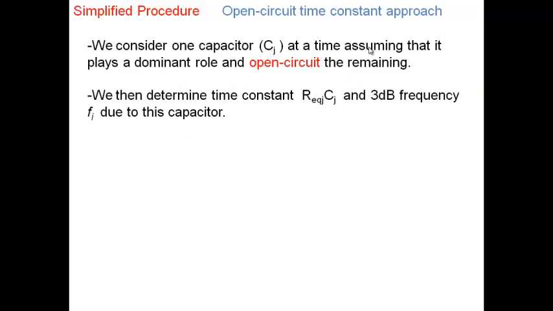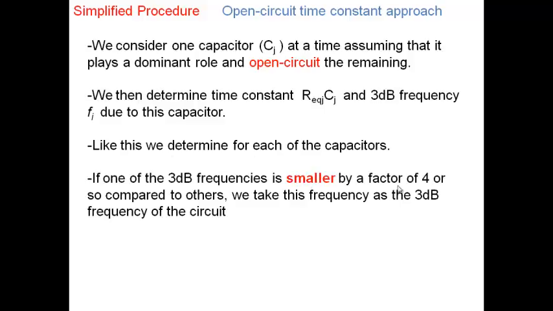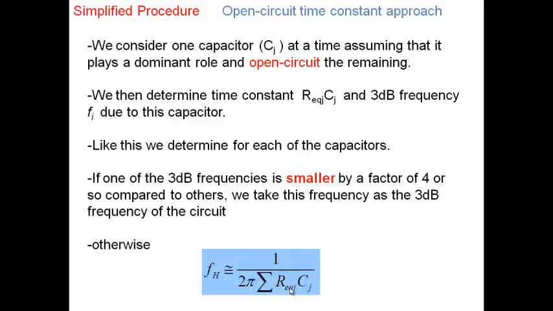Again, we consider one capacitor at a time, assuming that it plays a dominant role, and we open circuit the remaining. We calculate the 3 dB frequency due to each capacitor, and if one of the 3 dB frequencies is smaller by a factor of 4 or so compared to the others, we take this as the 3 dB frequency of the circuit. If not, we simply add up the time constants due to all the capacitors, and we take that as the upper cutoff frequency. So these are simplified procedures. There is a logic behind it. I'll try and pass a reference which talks more about why this can be a reasonable approximation. I'm not going into the details here.